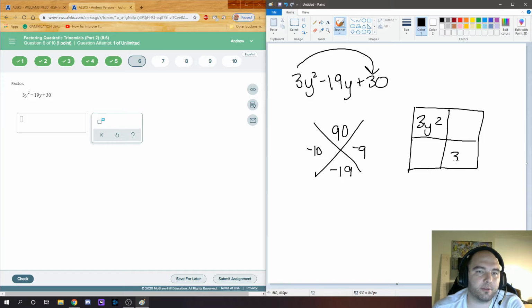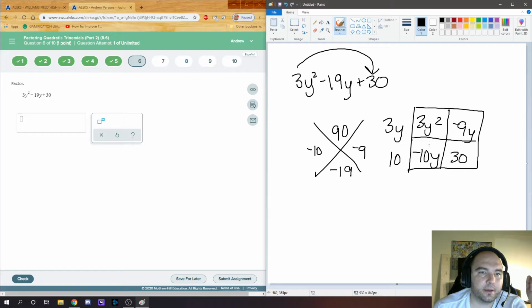3y squared and 30 from the original problem go in the box. Negative 10y and negative 9y go in here. It doesn't really matter what order these two things you split go into. First row, I can divide by 3y. Second row, I can divide by 10. First column, I can only divide by y. And second column, I can divide by 3.